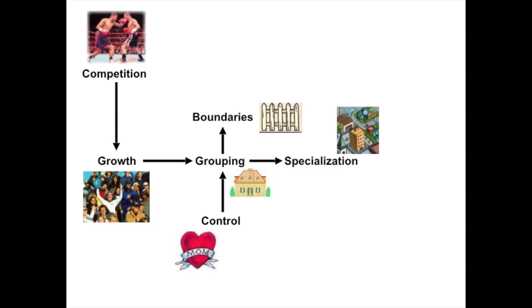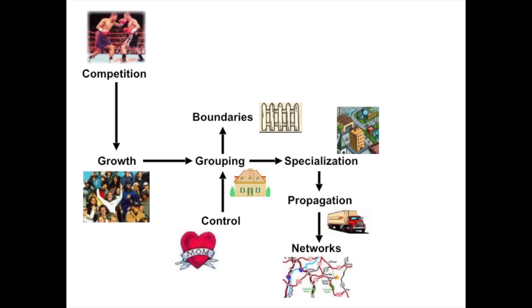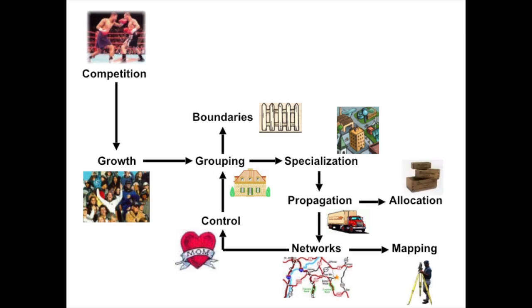Eventually, specialization emerges from the grouping here. Specialization relies upon propagation of material and information through networks. These networks feed back into the group and control structures that were pre-existing. The propagation actually involves making allocation decisions of what node gets what. The networks involve mapping decisions, how to connect these nodes together, what is the map of the system.